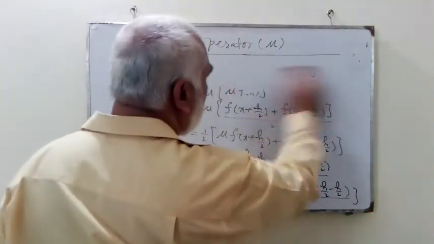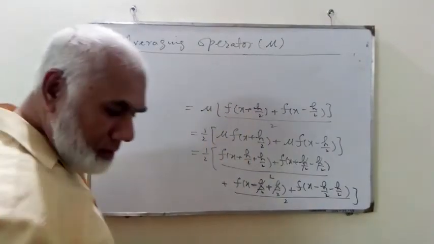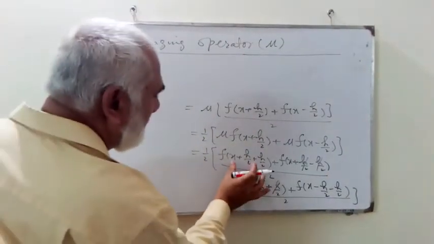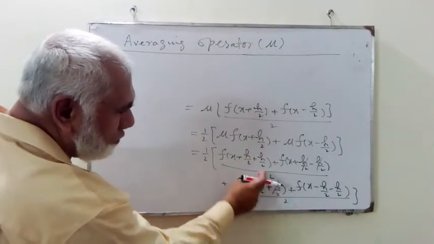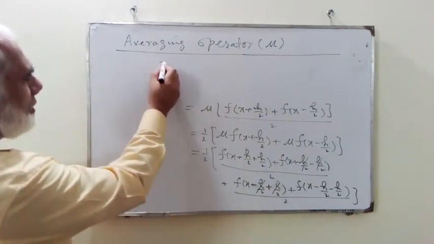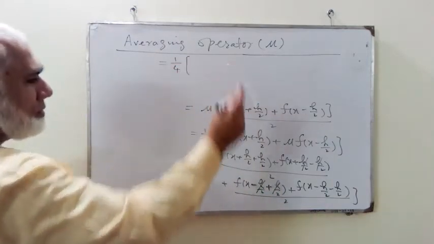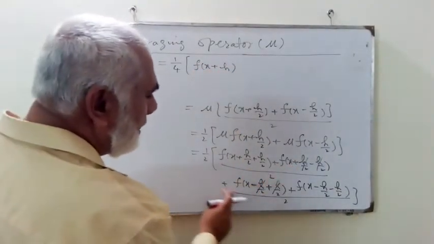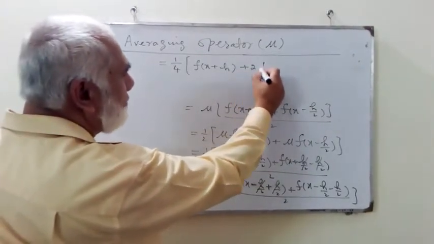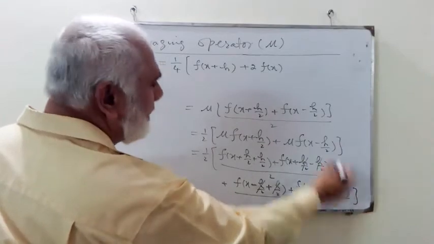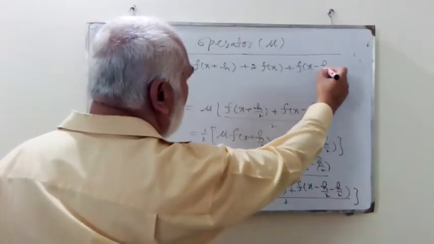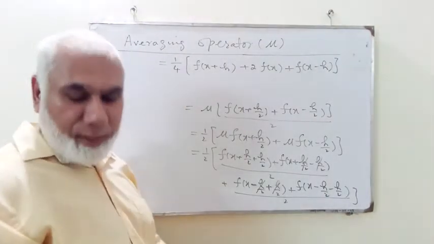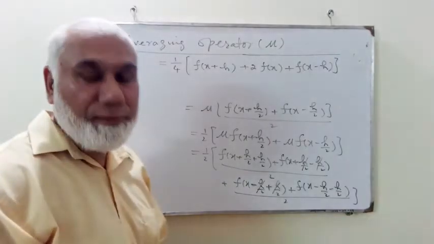On simplifying, we'll be having beautiful results. From the first term, before simplifying, we can take these two as a common factor and multiply it with this, which gives you 1 by 4 here, and inside gives you f of x plus h. From here f of x, and f of x from here gives you plus 2 times f of x, and the last gives you f of x minus h. So this is the second time application of the averaging operator over the function f of x.